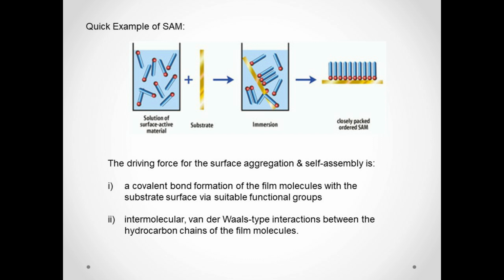So first of all, you need to have a suitable functional group so that the molecule can attach to the substrate. And then you have the intermolecular van der Waals type interactions between the hydrocarbon chains of the film molecules.